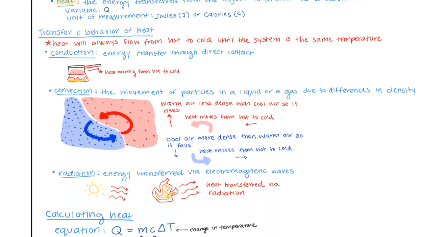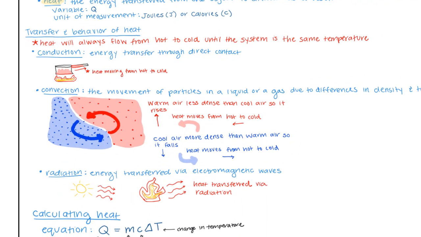So moving on from heat and those definitions, let's talk about how heat behaves and how it is transferred between objects. One key concept that I've put in red here with a big star by it is that heat will always flow from hot to cold until the system is the same temperature, right? So heat is going to try to flow to its colder areas to reach what we call thermal equilibrium so that objects are the same temperature.